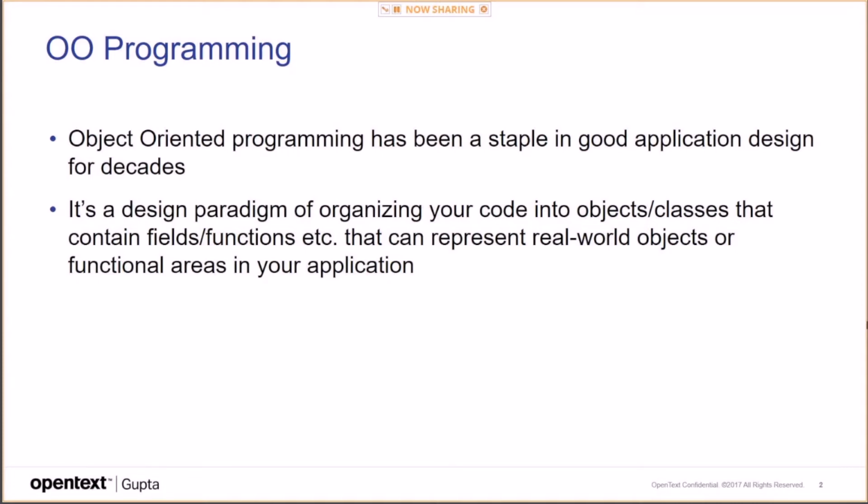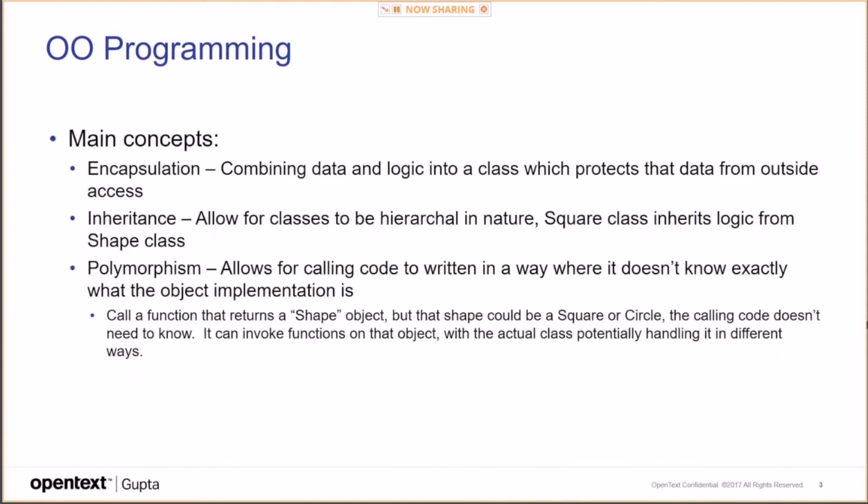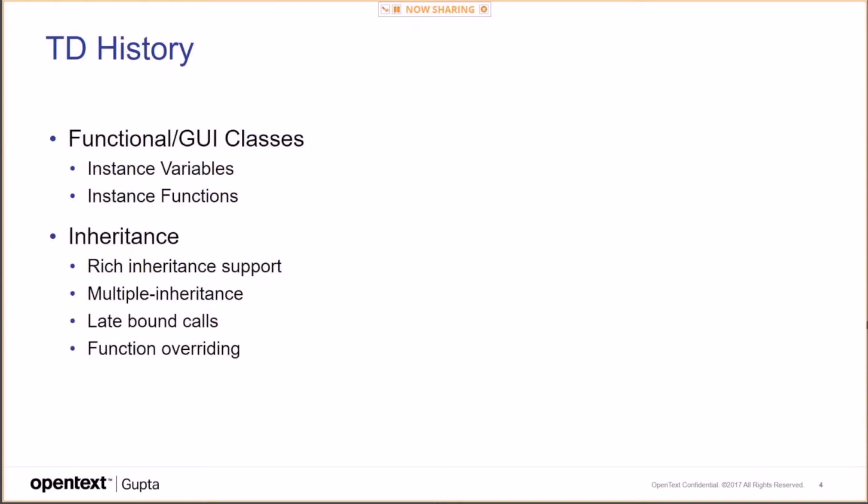So you basically organize your code in object classes that contain fields and functions that can represent real-world objects or functional areas in your applications. So basically you can create UDV objects, inherit those. You can create functional objects, inherit those. The main concepts of object orientation are encapsulation, inheritance, and polymorphism, and Team Developer has been really good in all these areas, really.